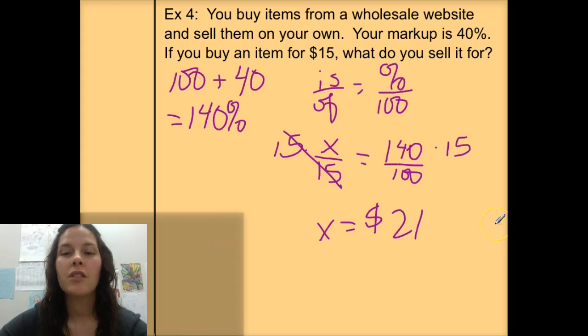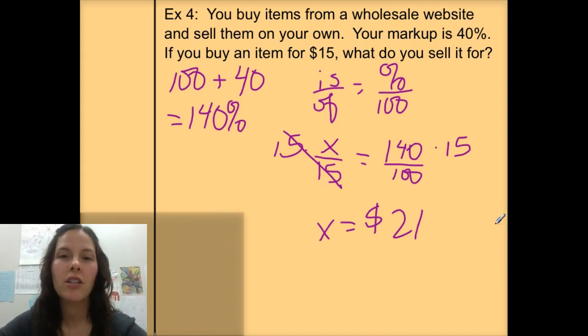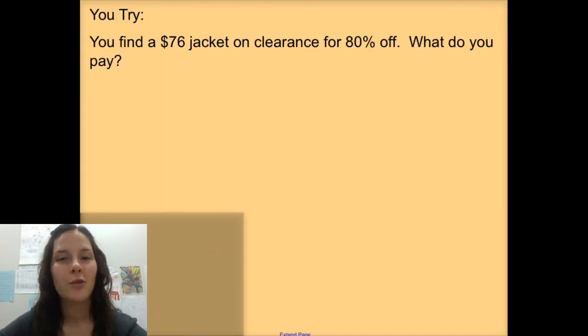So on these questions, it's really important that you make sure your answer makes sense. If you get an answer for less than you bought it for, you're not marking it up. So make sure you go back and check that you added 100 to your percent. Here's your you try question, and we'll take a look at a lot of these in class as practice together for any additional support that you need to do well on these.